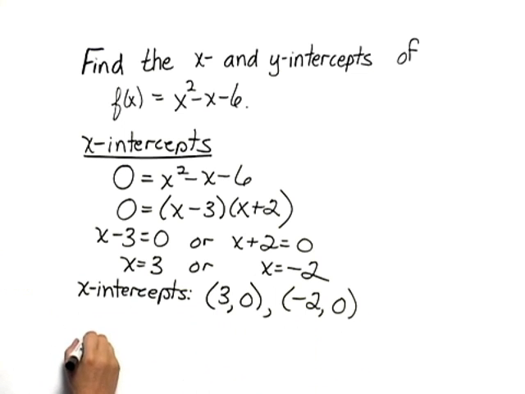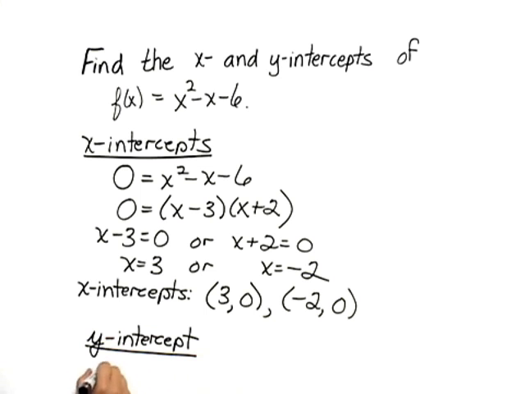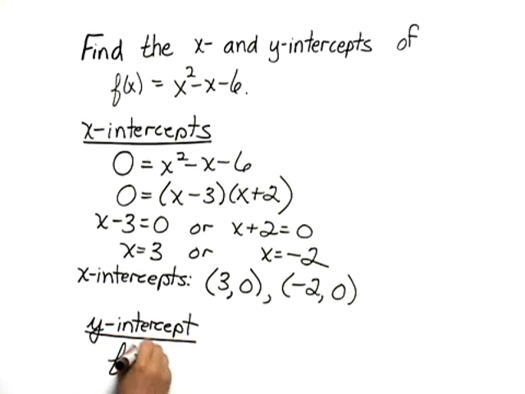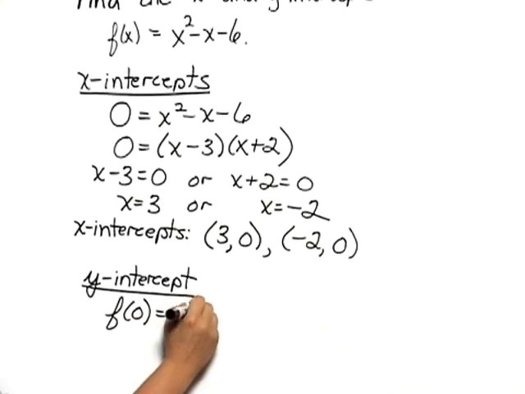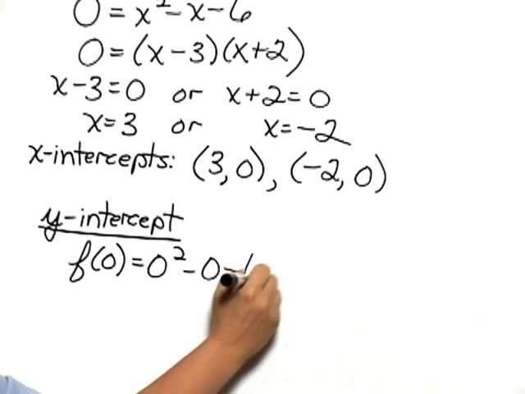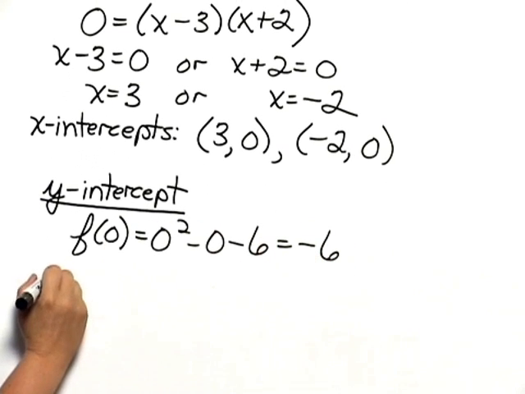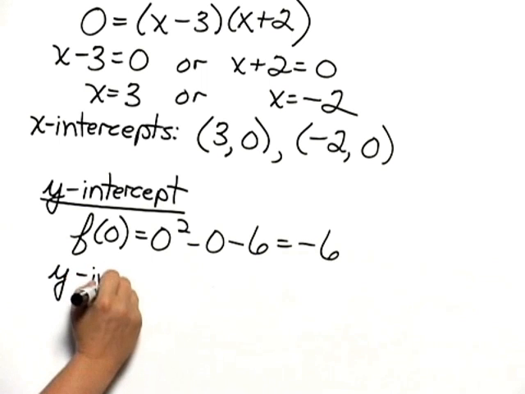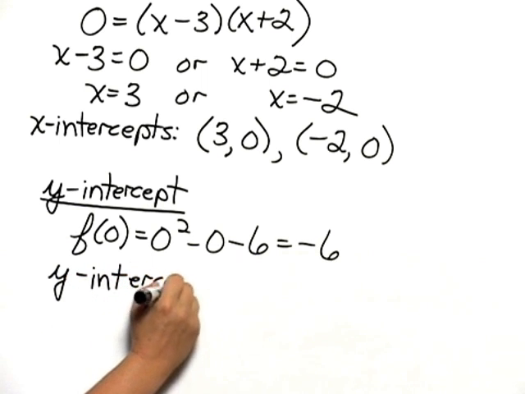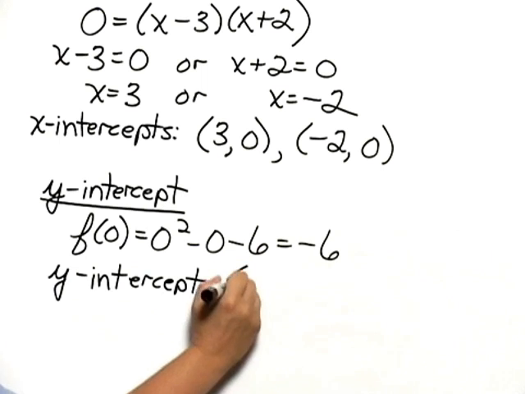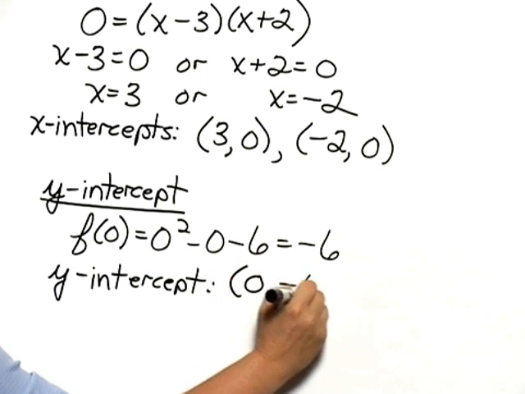Now let's go to the second part and find the y-intercept. And in this case, since it's a function, there will just be one y-intercept. And that is where x is 0. So we find f of 0, which is 0 squared minus 0 minus 6, or negative 6. So we can state again in point form that the y-intercept is the point 0, negative 6.